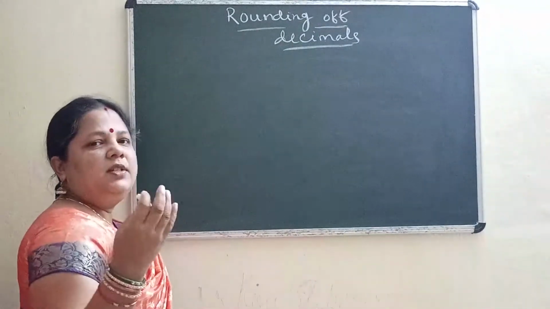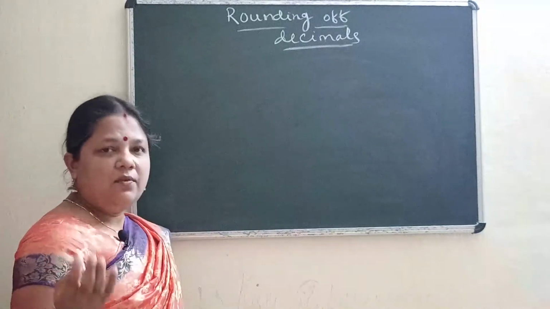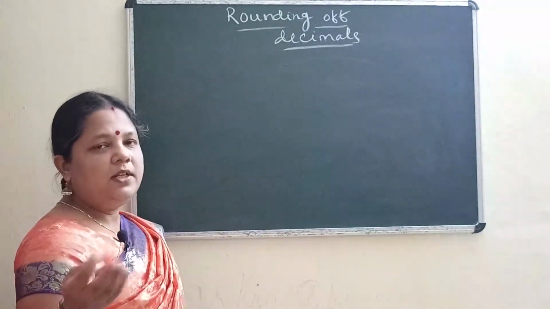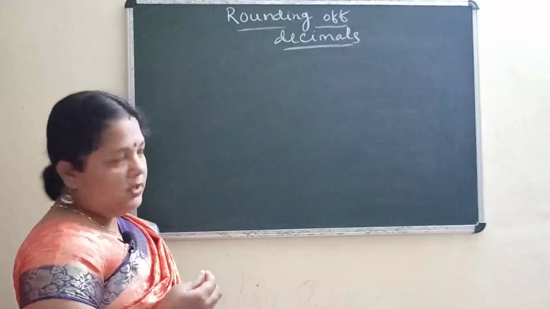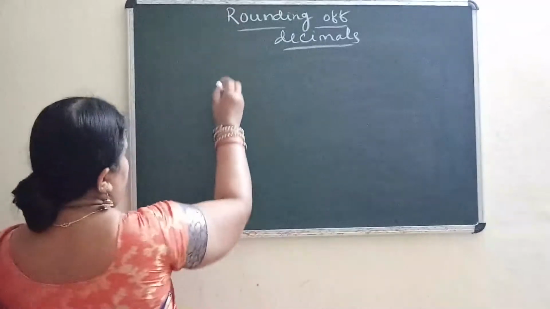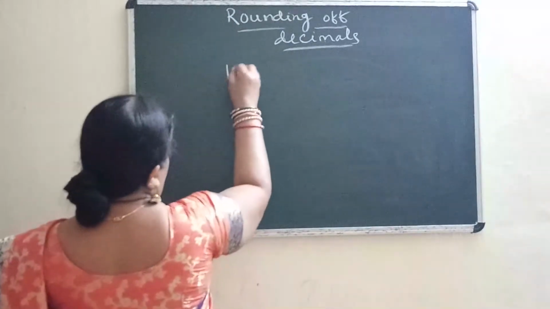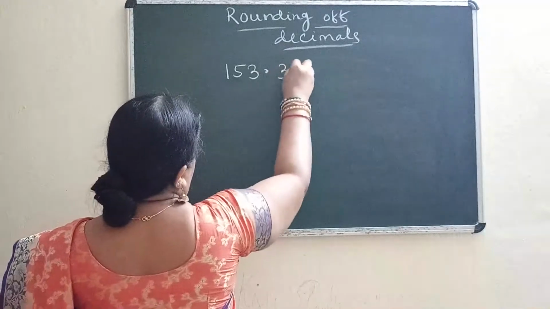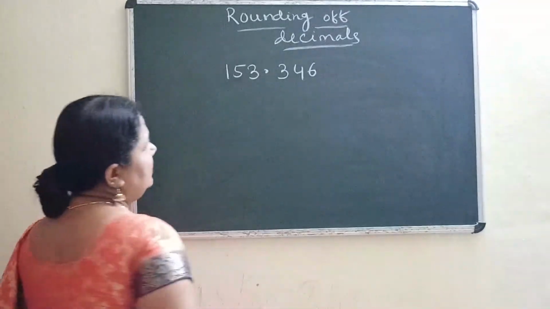In the last video, children, we had already discussed how to round up the numbers to the nearest 10, nearest 100, nearest 1000, nearest 10,000 and so on. But today we will discuss how to round up decimal numbers. Let me ask you, children, 153.346.